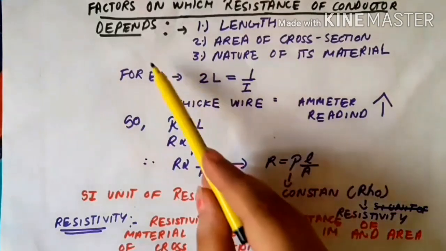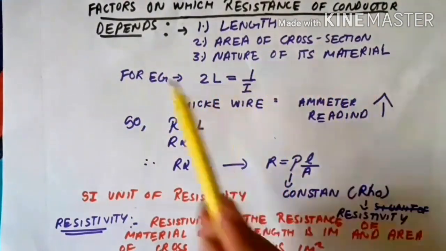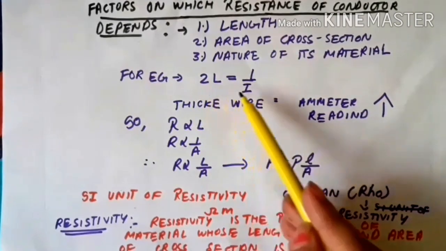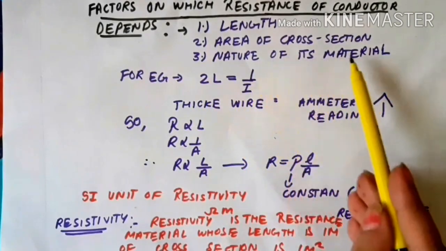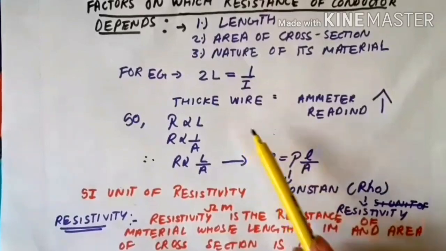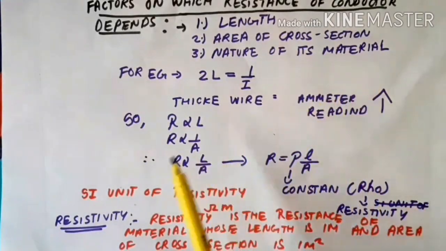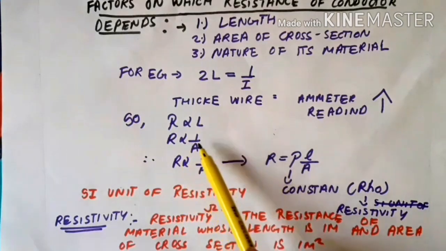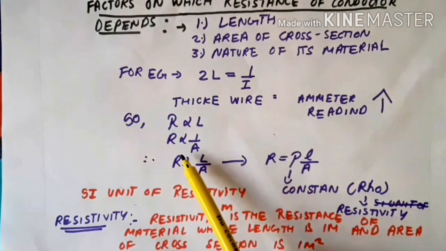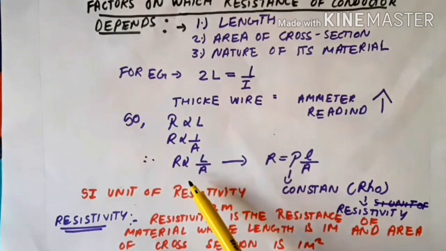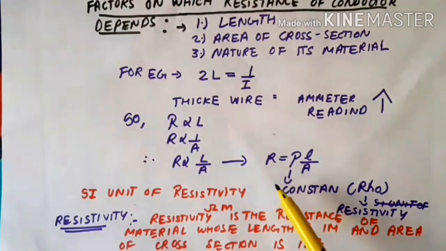Guys, now we'll learn some factors on which the resistance of a conductor depends. One factor is length. If the length is doubled, the current is halved. Another is area of cross section. If the wire is thick, the ammeter reading will increase. And the nature of material. So we get that resistance is directly proportional to length, and resistance is inversely proportional to area. So resistance is directly proportional to length and inversely proportional to area.